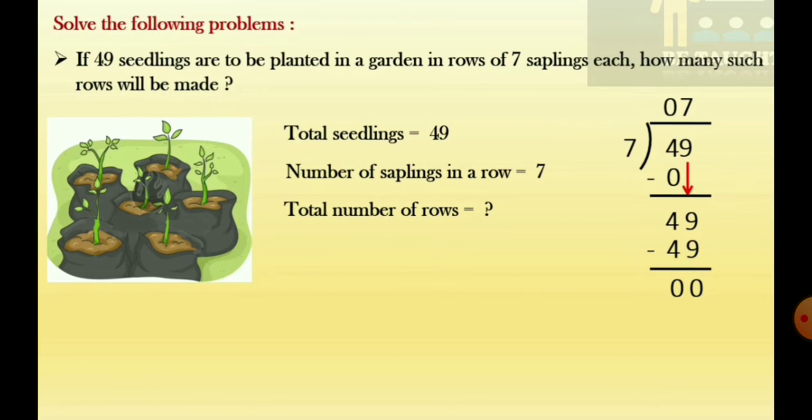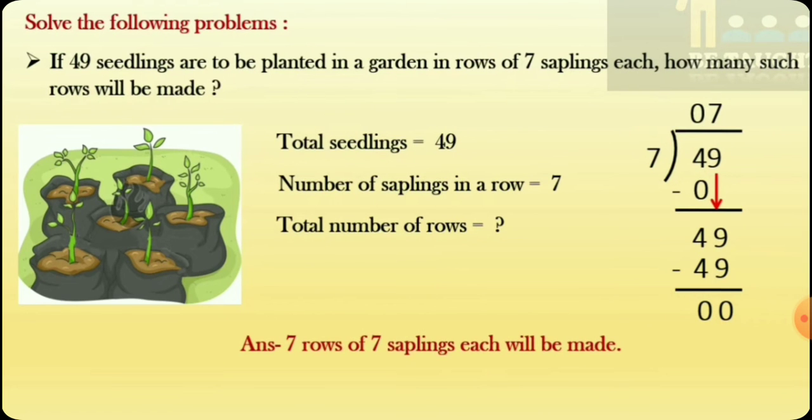So 49. Does 49 come in the 7 table? Yes, 49 comes in the 7 table, that is 7 sevens are 49. So I will divide it, 7 sevens are 49 and 49 minus 49 is 0. So my answer is 7. The quotient will be your answer. I repeat, the number that comes in the quotient will be your answer. So 7 rows of 7 saplings each will be made.